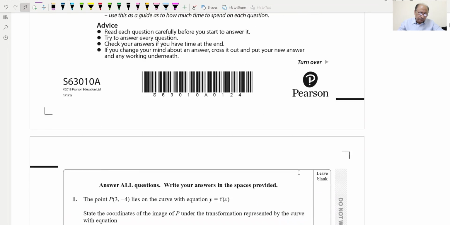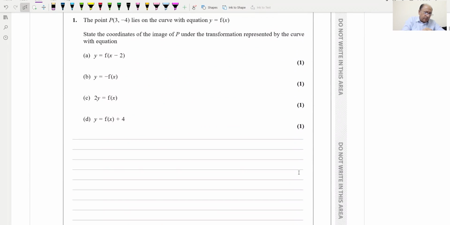WMA1101. Question number 1. The point P having coordinates 3 and -4 lies on the curve with the equation y is equal to f of x. State the coordinates of the image of P under the transformation represented by the curve with equation A part y is equal to f of x minus 2. So this is basically a transformation question, and we have to identify the transformation and the new coordinates of this given point.